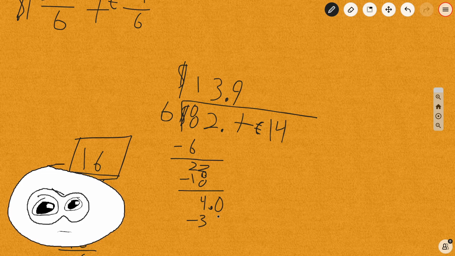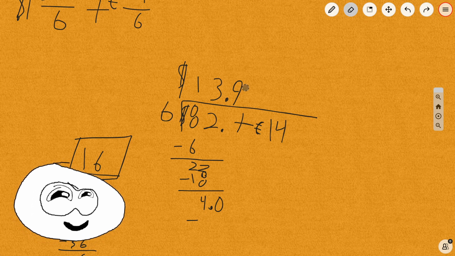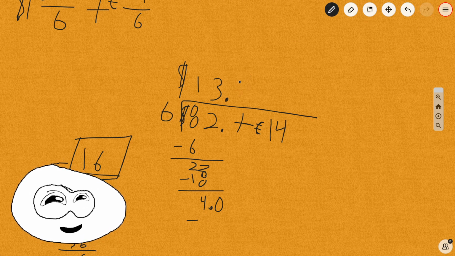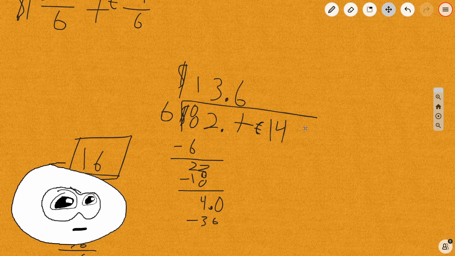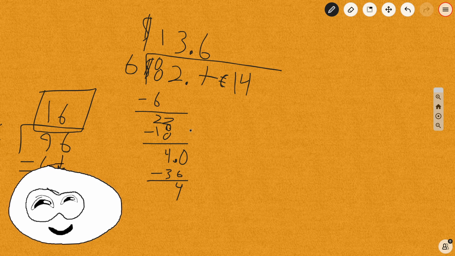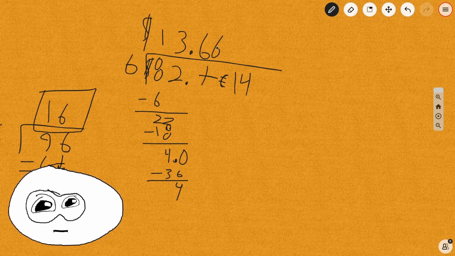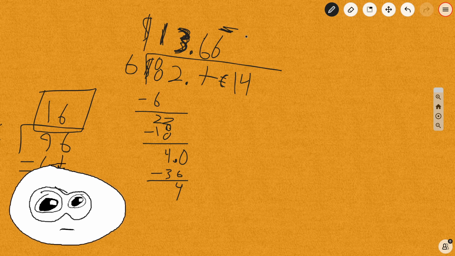Minus 30. No, what am I doing? Not 9. Oh my goodness. It's 6. 36. Alright, and then it just keeps repeating itself, right? So about that much money. So $13 and 66 cents per person.